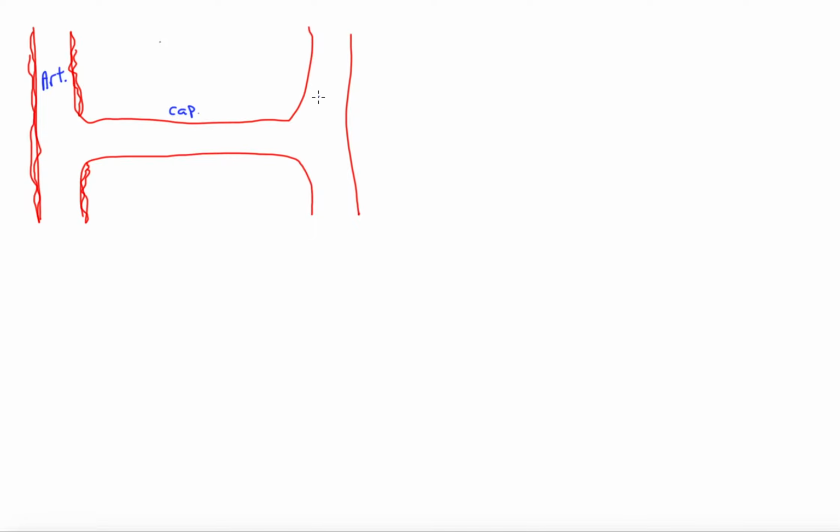And this is a small vein, also known as a venule. Right, so arterial on one side, the inflow end, right, so our flow is going this way. And then off into this venule or system of venules. They're going to carry blood back to the heart.